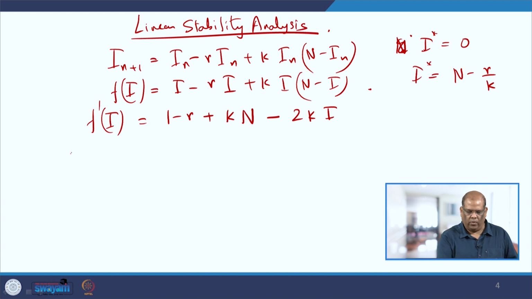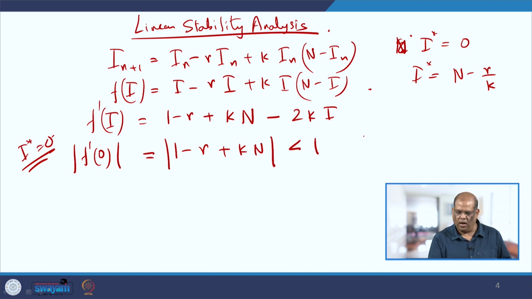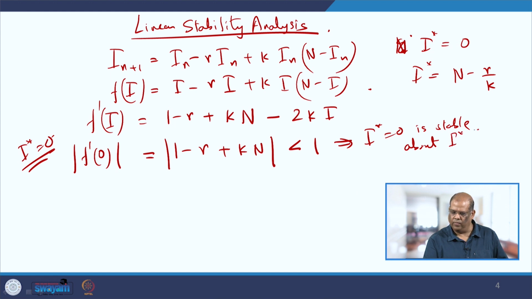So, now what we have to do is calculate mod of f dash 0, because the value of I star is 0, and you get modulus of 1 minus R plus k n. If this value is less than 1, then we say that I star equal to 0 is stable about the equilibrium point I star. We say the system is stable about I star equal to 0.